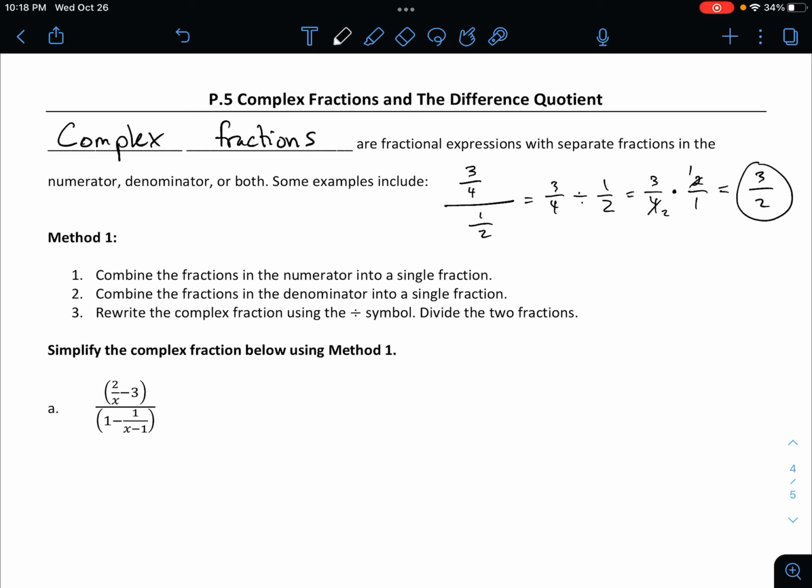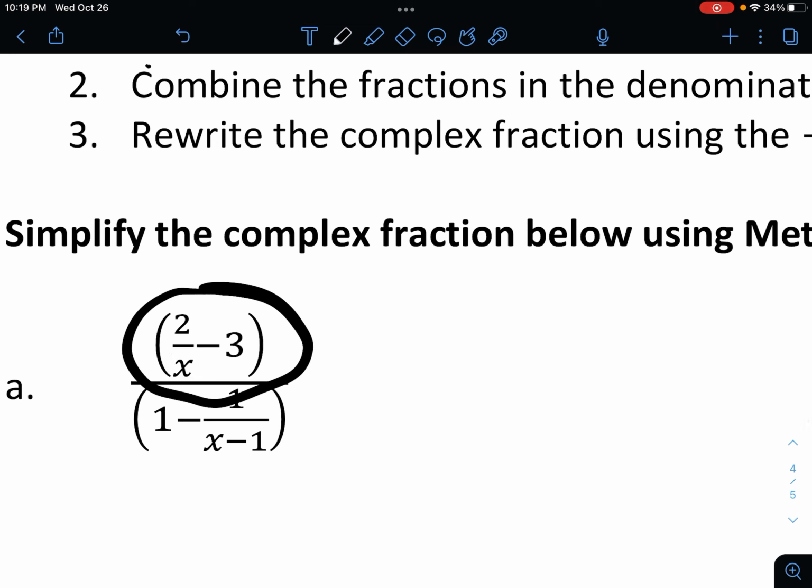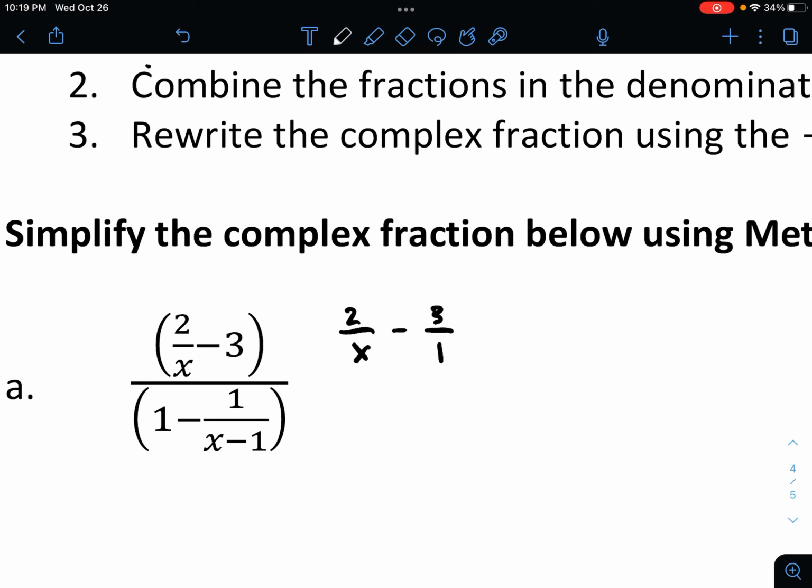So we have two methods of simplifying these complex fractions. All right, the first method is by combining the fractions in the numerator into a single fraction. So the only way I could do this in my numerator is if both of these fractions had an x in the denominator, right? Because I know that I can only add or subtract fractions if they have the same denominator. So right now, we've got 2/x minus, this is like 3/1, right? But I have to have an x down here somehow. So the only way to get that to happen is to multiply by x/x, all right?